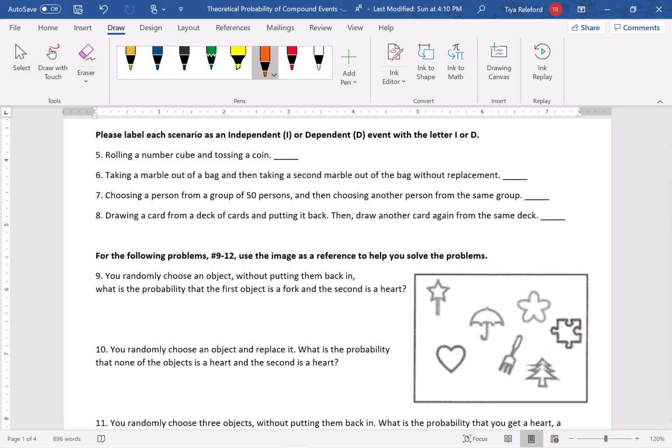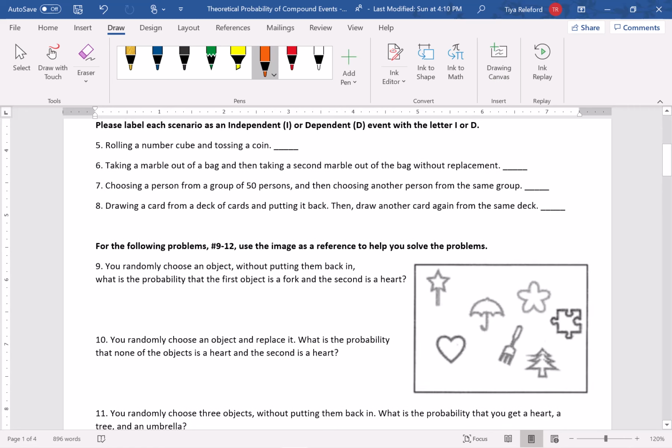Independent and dependent. Independent means one doesn't change the other. Dependent means one changes the other. So, if you roll a number cube and toss a coin, does one change the other? Does it matter what I get on my number cube? Nope, that is independent.